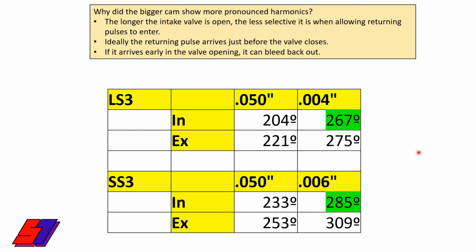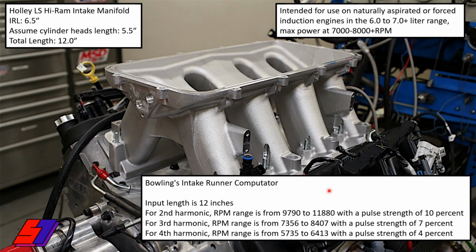So, kind of just going over a little bit of why possibly the aftermarket cam had stronger peaks and valleys. Really, we're dealing with 267 degrees of intake duration on the LS3 cam, and mind you, that's at 4 thousandths lift. The SS3 cam is 285, and that's at 6 thousandths lift. So if we were to stretch that out down to 4 thousandths, it may be up to 290 total duration. I don't really know. But either way, just comparing the cams while we're talking about this stuff.